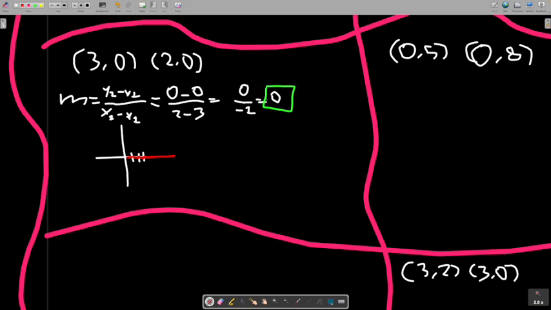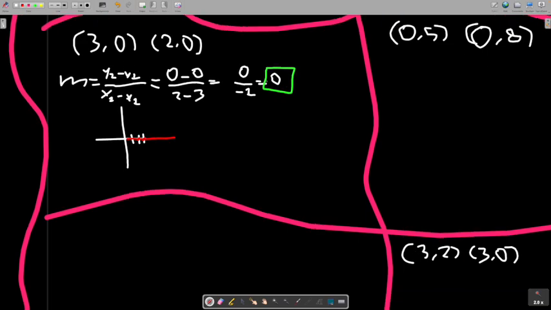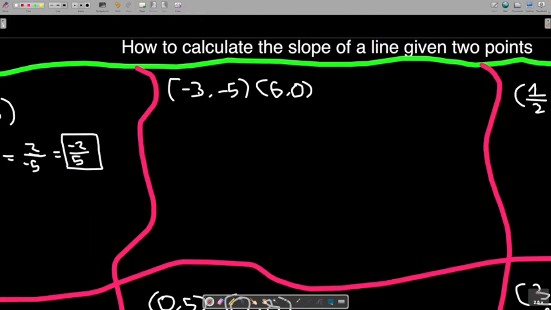But yeah, if you have 0 as a slope, just remember that it means that a line is definitely horizontal. Next up, we have (-3, -5) and (6, 0). So now we have a lot more negative signs, so it's going to be a little more complicated, but it's still manageable. So this is y2, this is y1, this is x2, and this is x1.